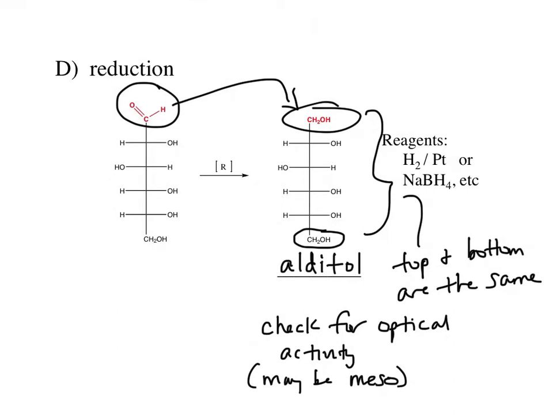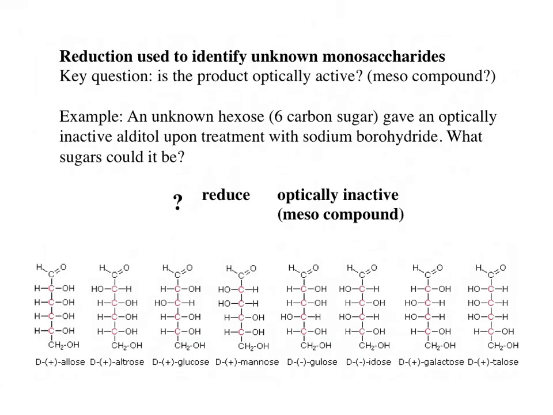Okay, so let's go ahead and do an example. Let's practice this for a second. So we have a little setup here. An unknown hexose gives an optically inactive alditol on treatment with sodium borohydride. Which of those sugars on your list could it be? If it is optically inactive, what that tells us is that when it got reduced, it made a meso compound. So there has to be a plane of symmetry. So we'll look through our list and see which ones could possibly give us an internal plane of symmetry.